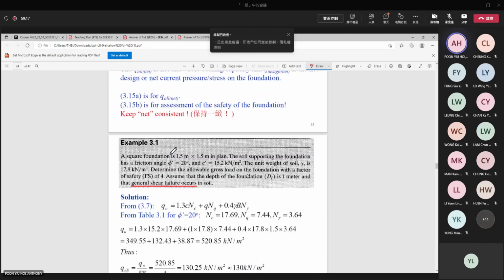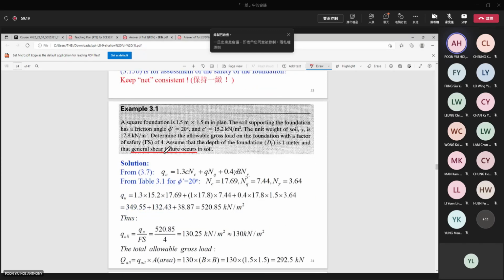Okay, so we have an example here using the Terzaghi's method. In this case, we have the square foundations. Remember, for Terzaghi's formula, the formula is for strip foundation. So this is the square foundation, so you have to multiply. We have to use the multiplied formula.